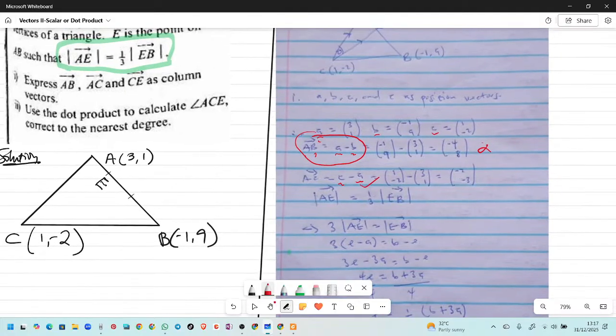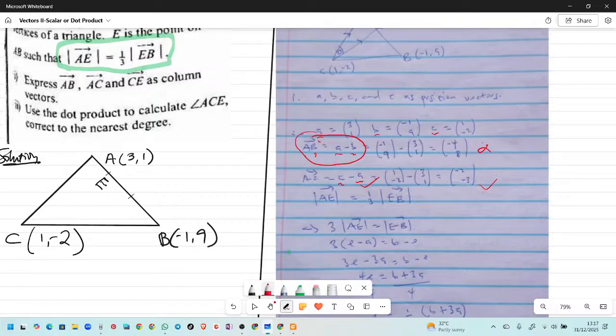So now, what have you done? You've expressed AB, AC, and CE as column vectors. So the AB, you had it wrong, but AC, that's C minus A. So C is 1, negative 2, minus A, 3, 1. And you get negative 2, negative 3. Now I'm correct.